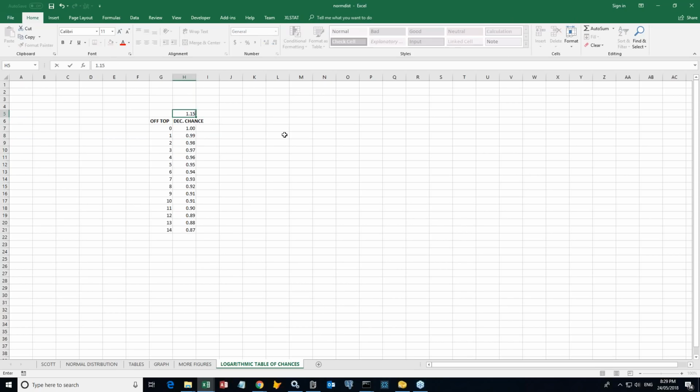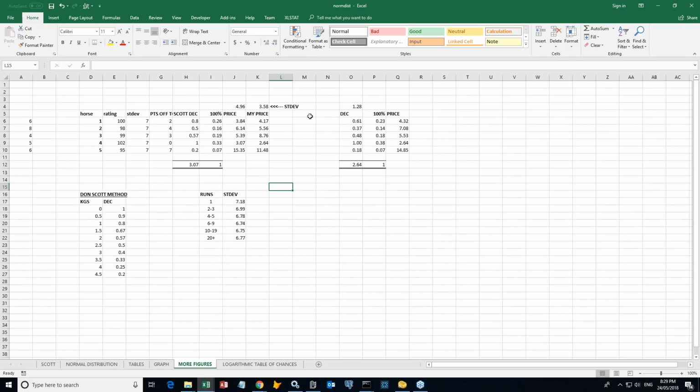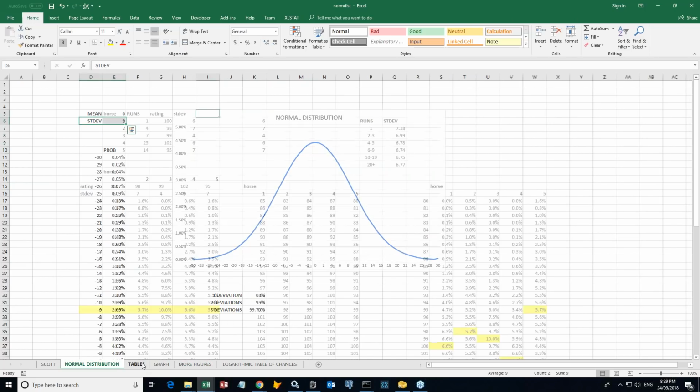So this is a shorter way to do it, and what I often use, because it's a way to change your aggressiveness of a race, and that is essentially changing the standard deviation on every runner at once. As I say, it's a shortcut way, and it's much easier to work with than giving every horse a standard deviation. So in this race here, we've got the Don Scott decimal, and what his price would have been, and what my price is based on those standard deviations I entered back in here.